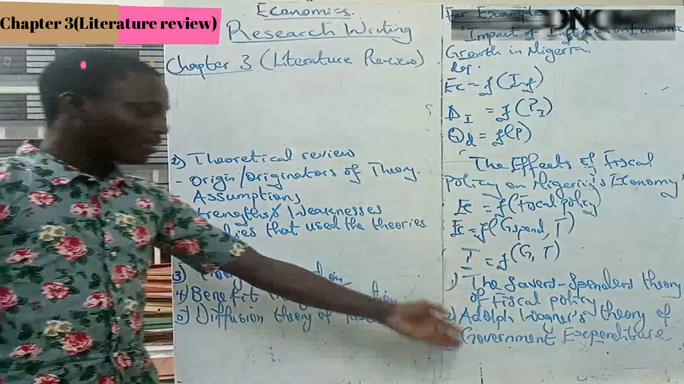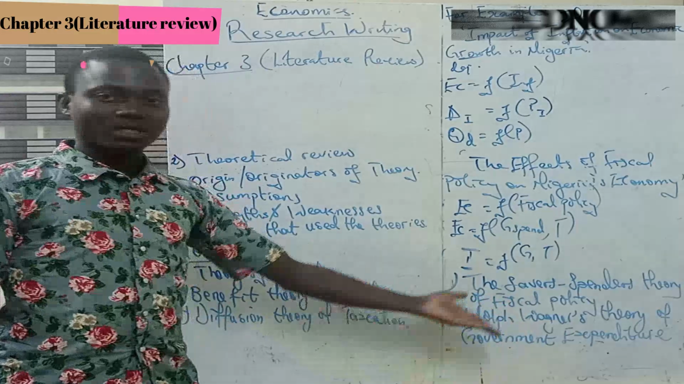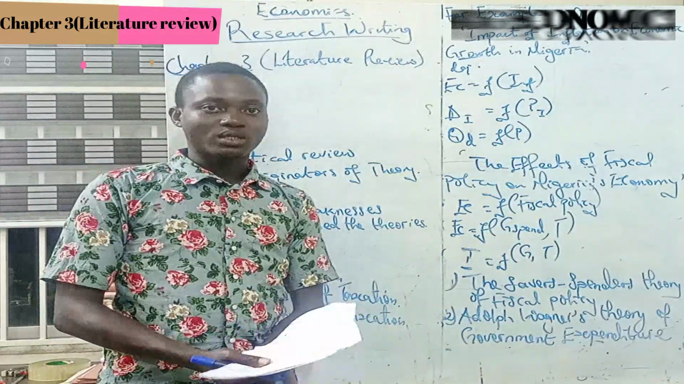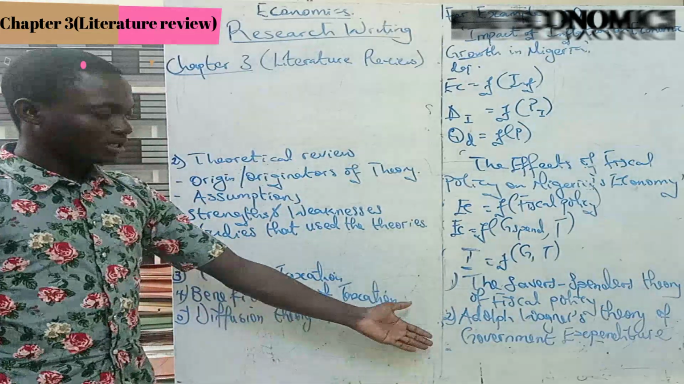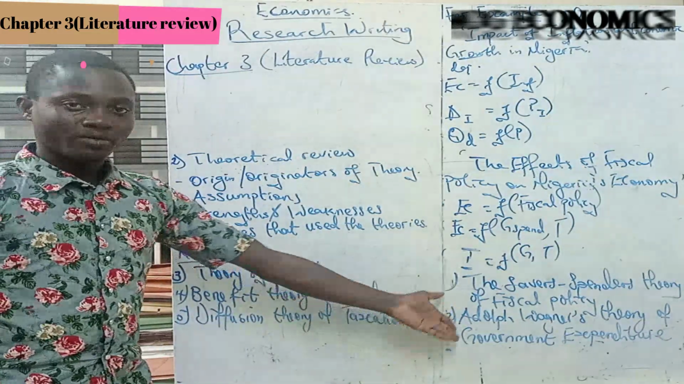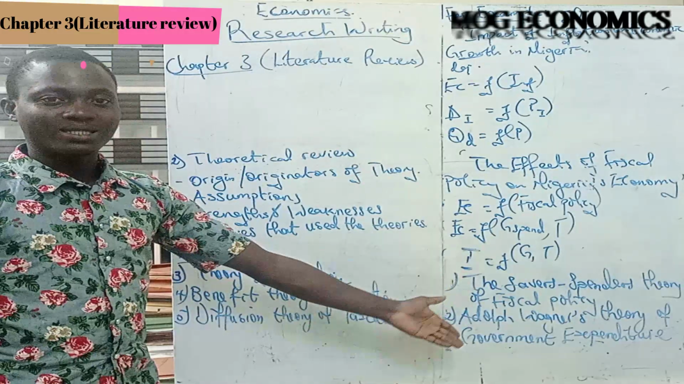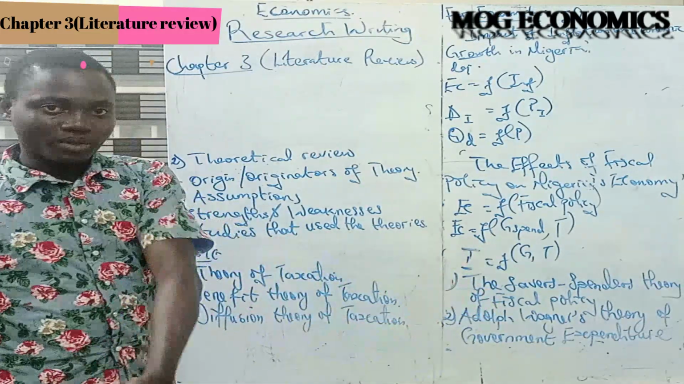Now, number 2, Adolf Wagner's theory of government expenditure. Government expenditure is an aspect of fiscal policy. So I could as well say this is Adolf Wagner's theory of fiscal policy. So this is also talking about how fiscal policy is determined by something.